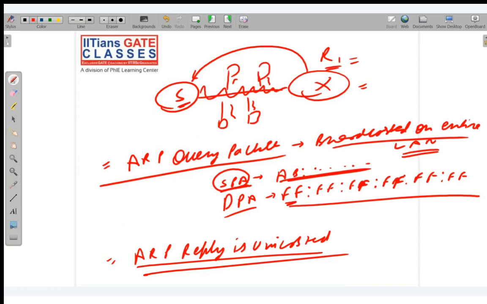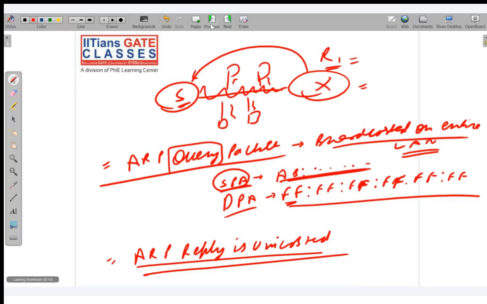This is all about ARP, and we are not going into unnecessary detail, like what is the format of the packet. There are lots and lots of things in here, but we are not digging deep into it because it is not required for GATE. Like what is the format, how the query packet looks, and so on. That is more than sufficient. Whatever I have told you: the ARP query packet is broadcasted and the ARP reply is unicasted.